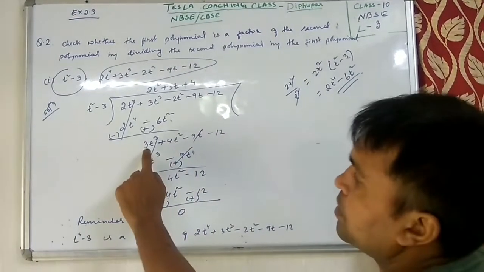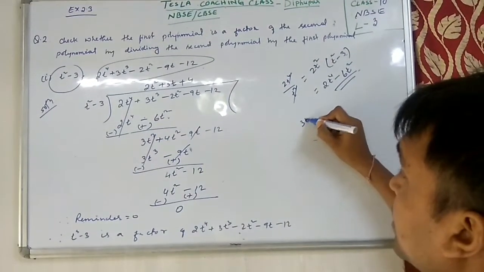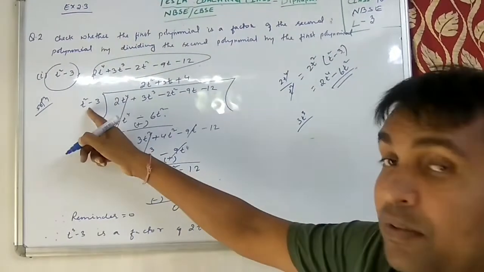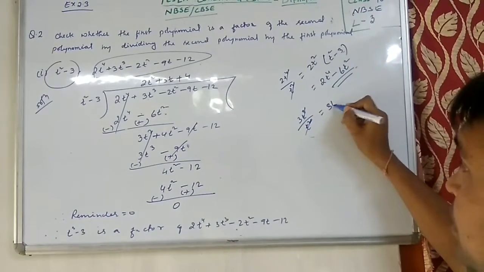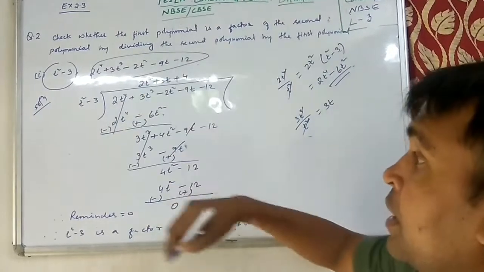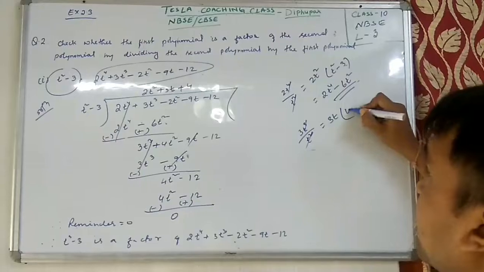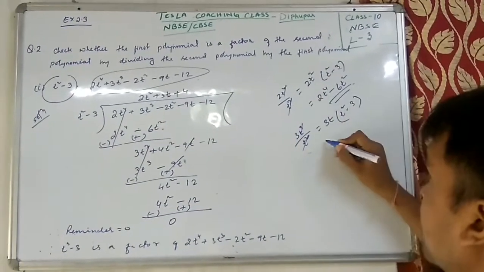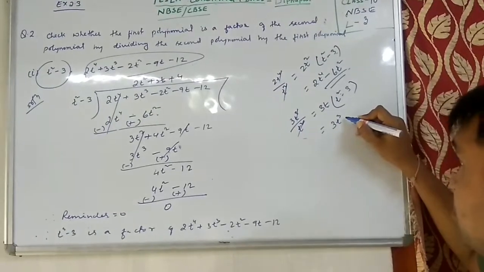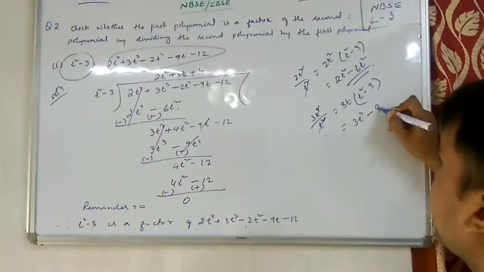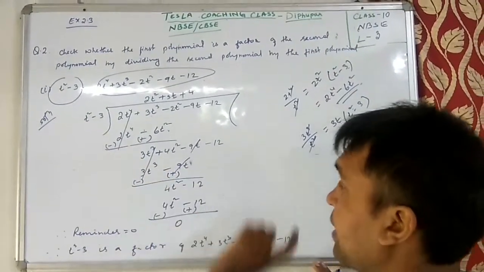Now the next first term is what? 3t cube, and here it is t square. So we will divide it. So 3t cube by t square, it will be 3t. Cancel. So what is left? 3t. So we have written here 3t, and with this 3t we have to multiply the divisor, that is t square minus 3. So it will become t into t square, t cube, and 3 into 3 is 9, and it will be t. So we have written it here, 3t cube minus 9t.